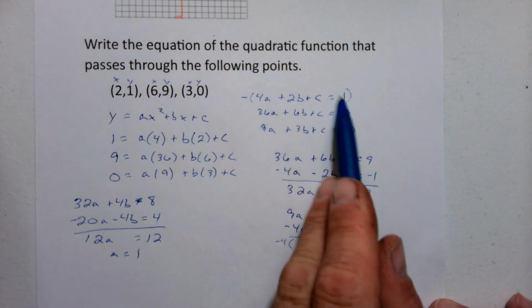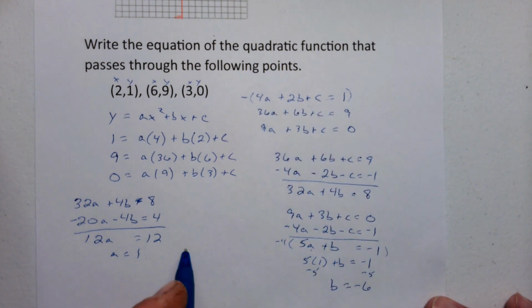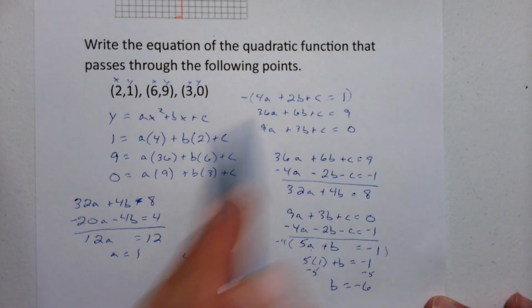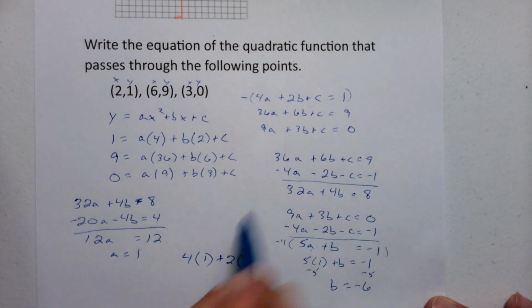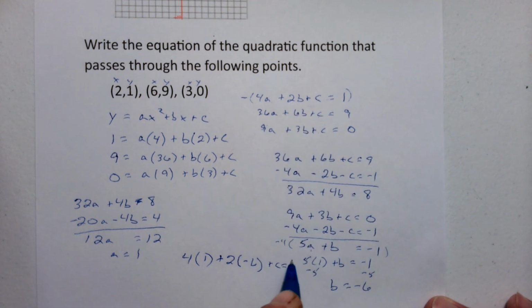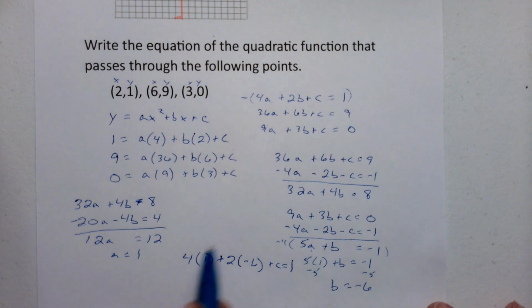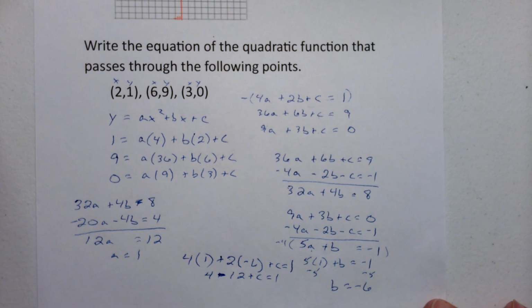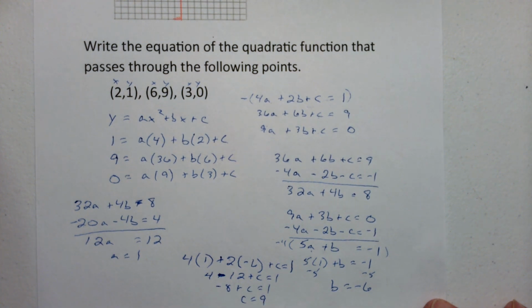I'll go ahead and choose my first one there, a little smaller numbers to work with. So I know that 4 times 1, there's my 4 times 1, plus 2 times our b value, which is -6, plus c has to equal 1. Go ahead and solve this out. We have 4 minus 12 plus c has to equal 1. 4 minus 12 gives us -8 plus c equals 1. Add your 8 over, so c is going to equal 9.